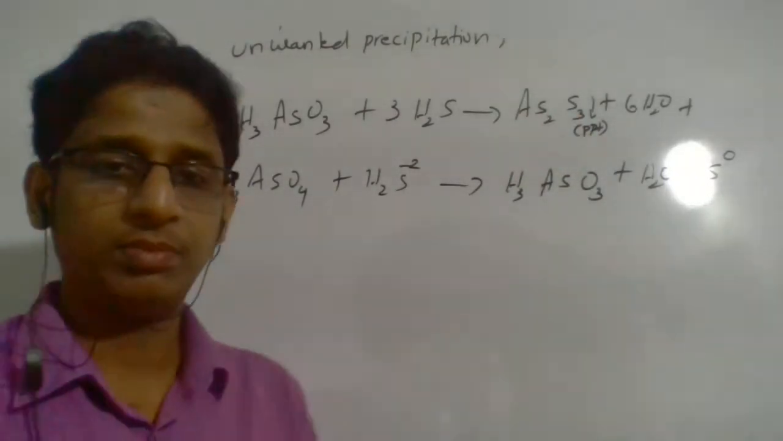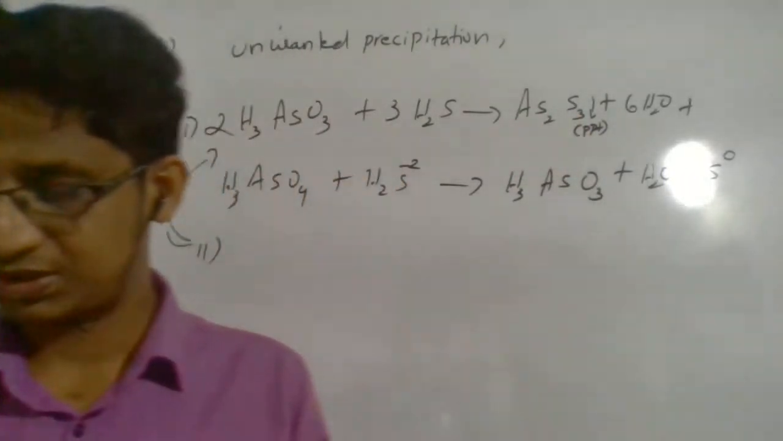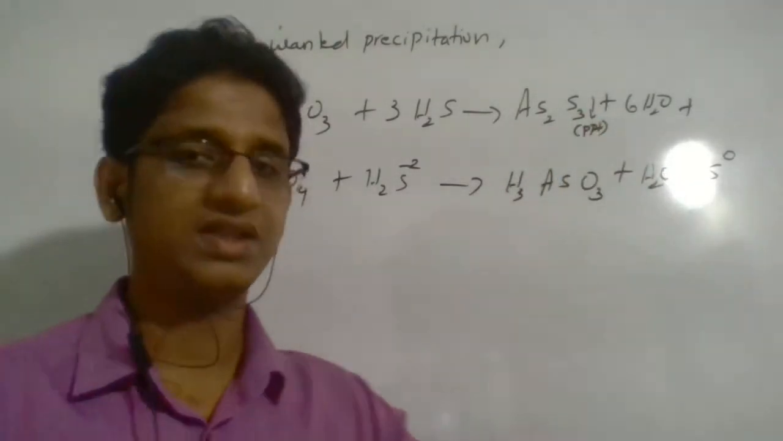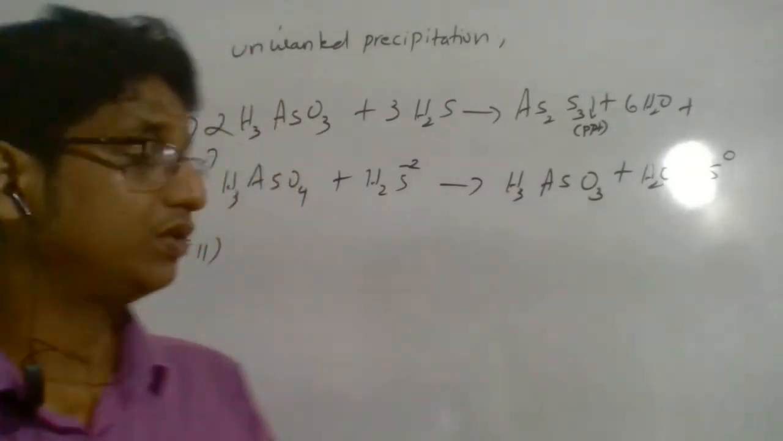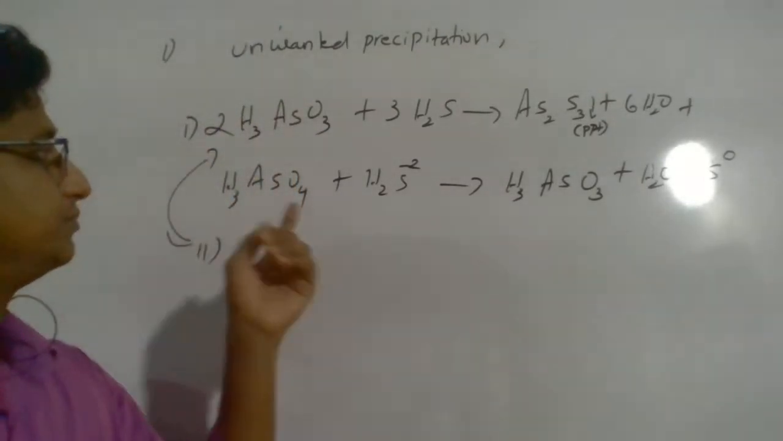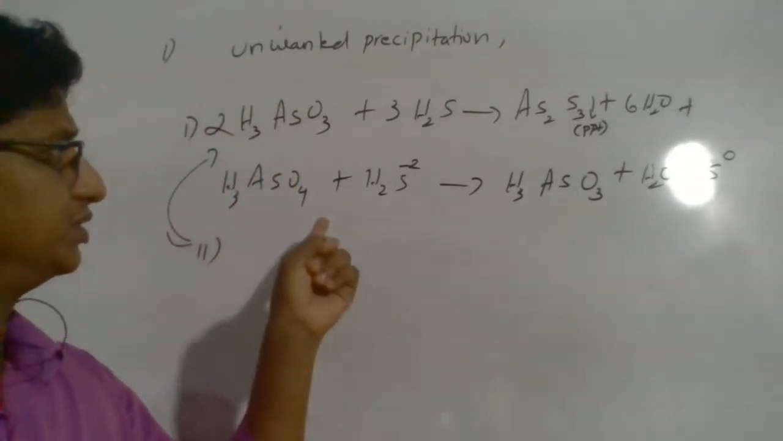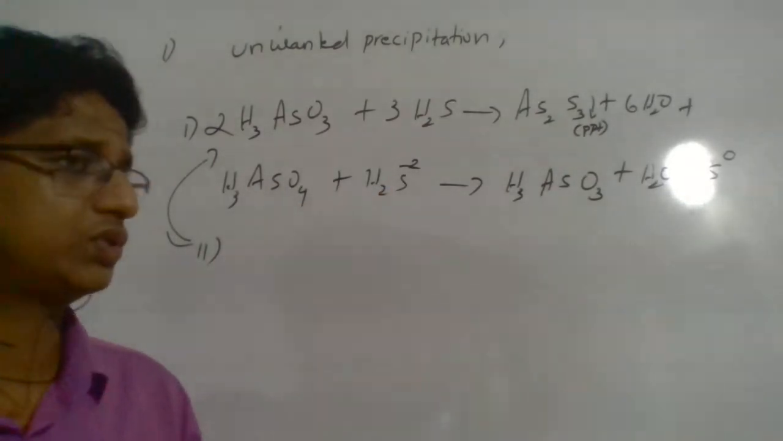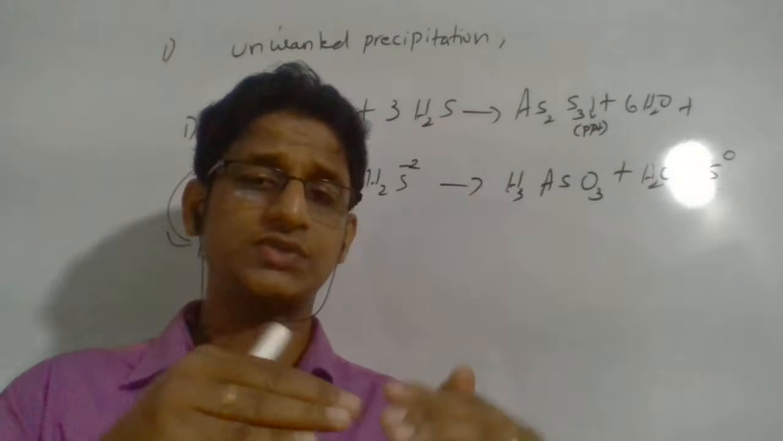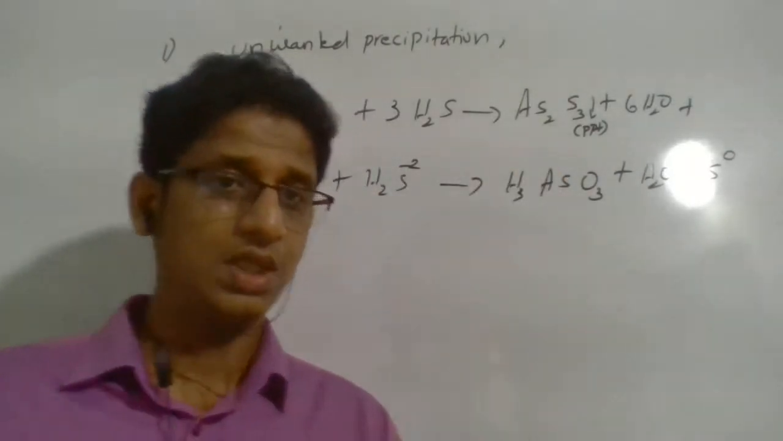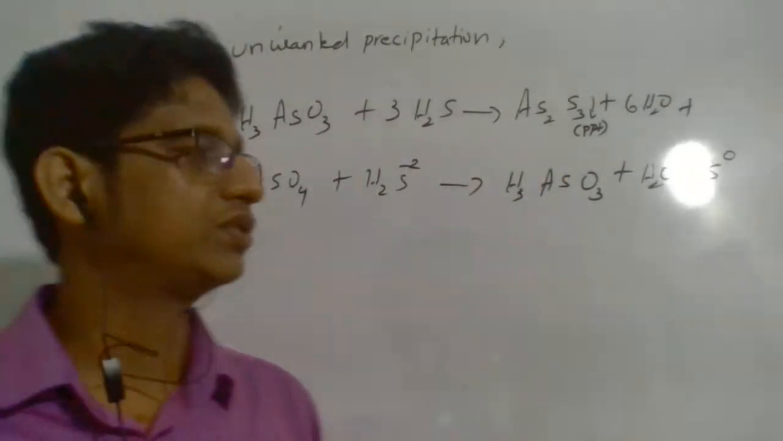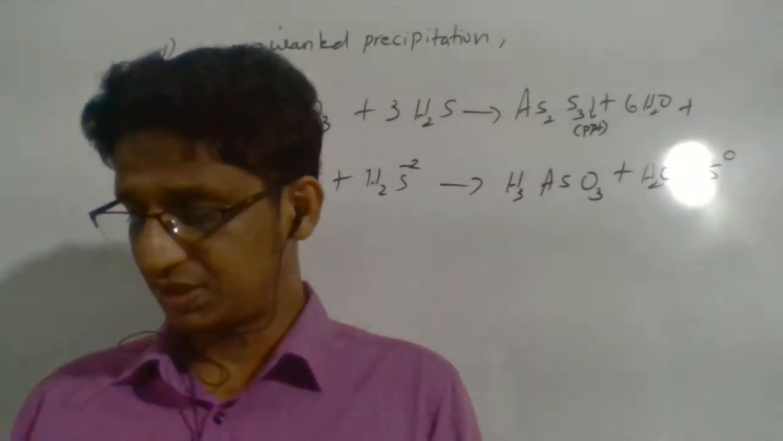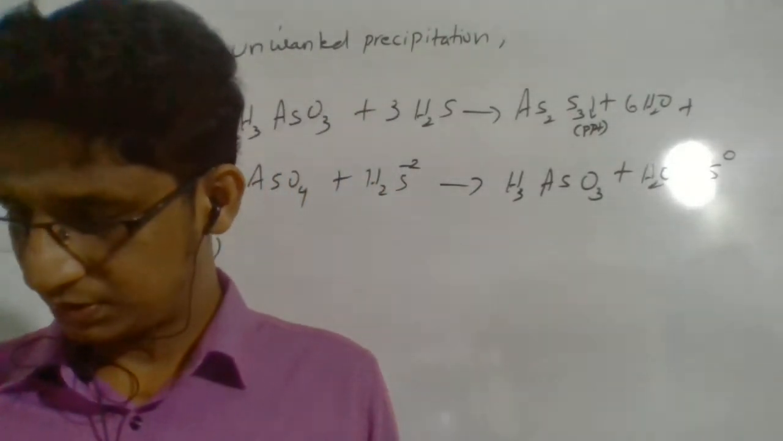So that's the problem, it interferes in the second group in such a manner that unwanted precipitation of arsenic sulfide is forming. And look at what arsenate is doing. Arsenate is actually utilizing excess hydrogen sulfide. So hydrogen sulfide we are supposed to pass for the precipitation of group 2 cations, but it can actually cause the unwanted precipitation of arsenic sulfide. So that's what happened.